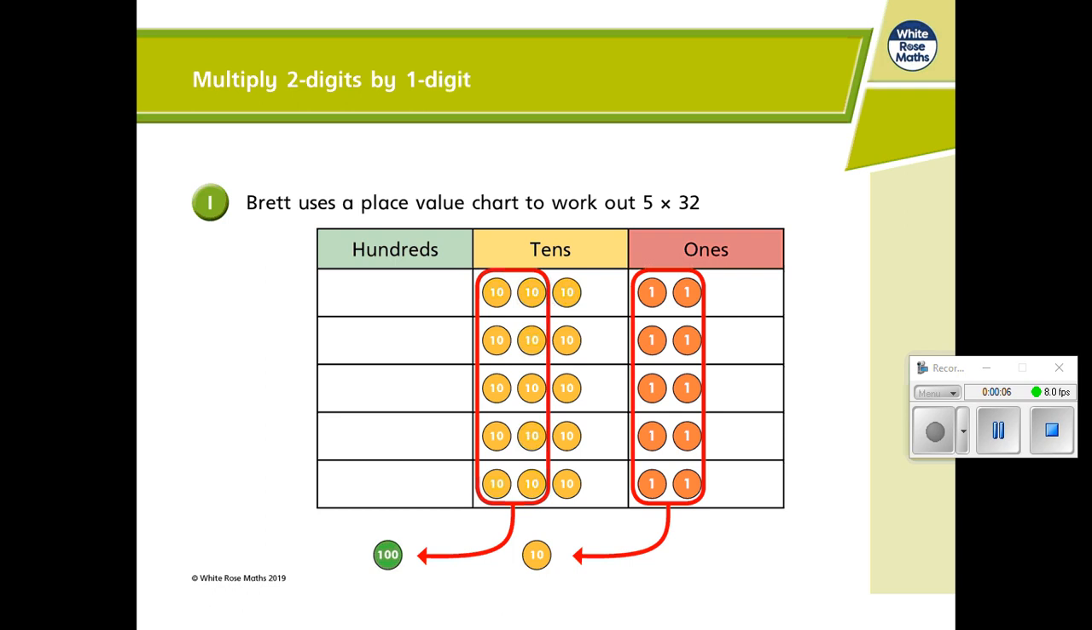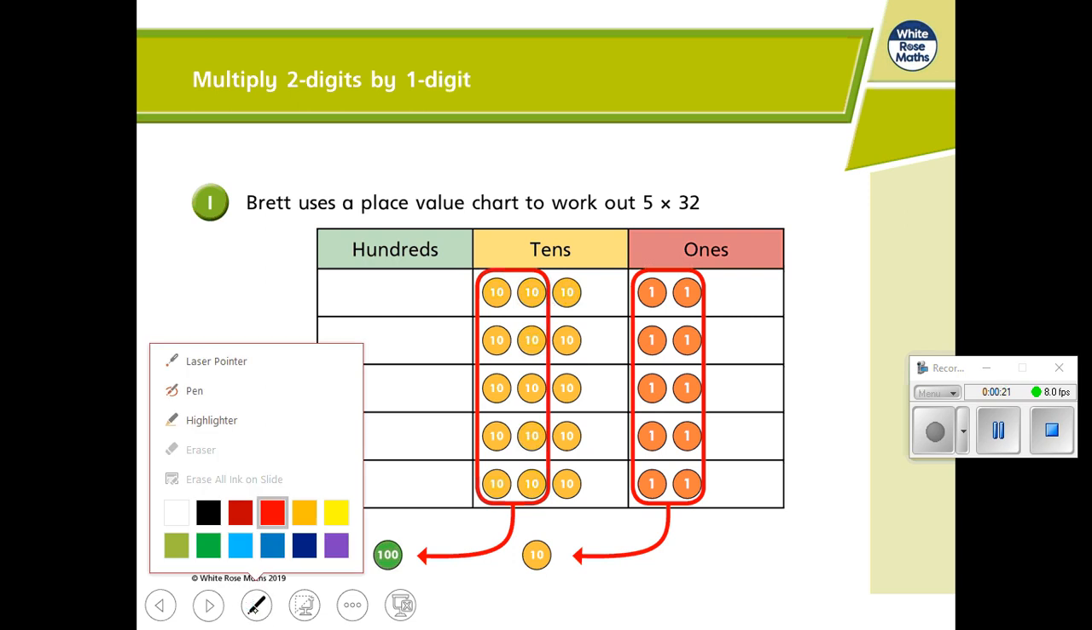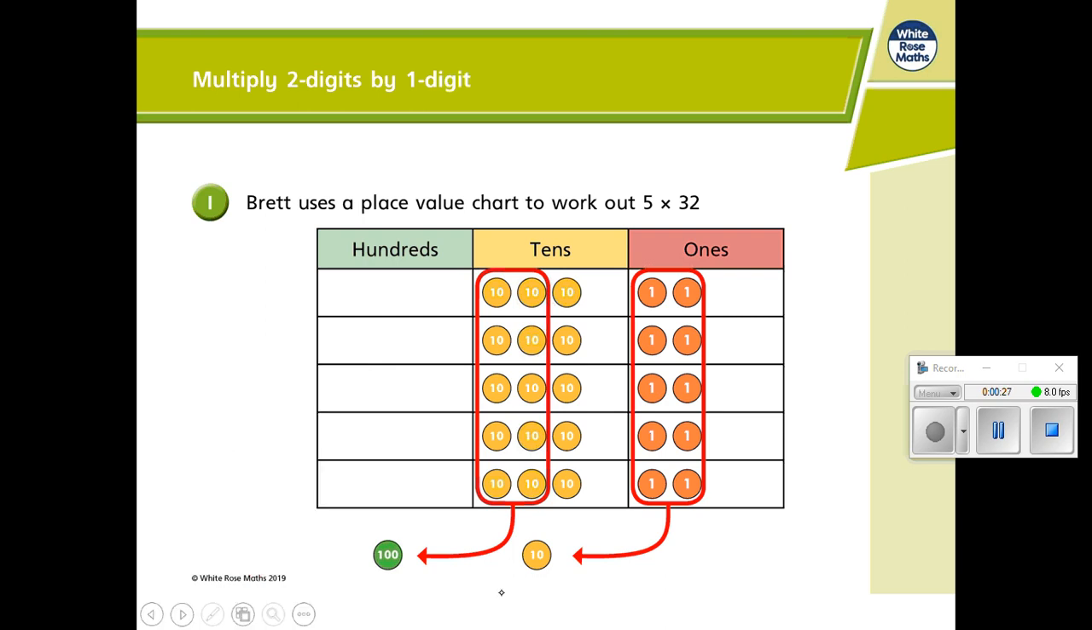These are the answers to the questions for multiplying two digits by one digit on today's maths. So let's get started. Okay, question number one. Brett uses a place value chart to work out 5 times 32.